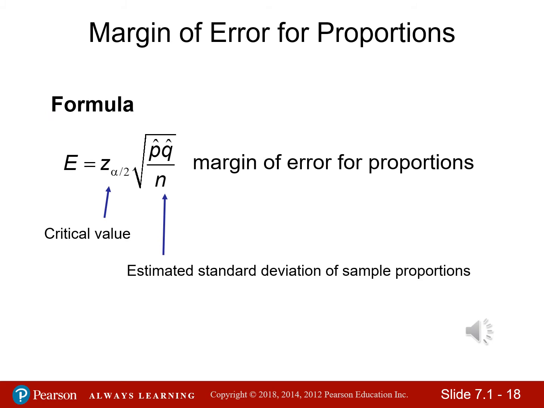The formula for the margin of error for proportions is E equals z of alpha over 2 multiplied by the square root of P hat times Q hat divided by n, where z to the alpha over 2 is the critical value, and the square root of P hat times Q hat over n is the estimated standard error of the sample proportion. Recall that n is the sample size, P hat is the proportion of successes, and Q hat is the proportion of failures.